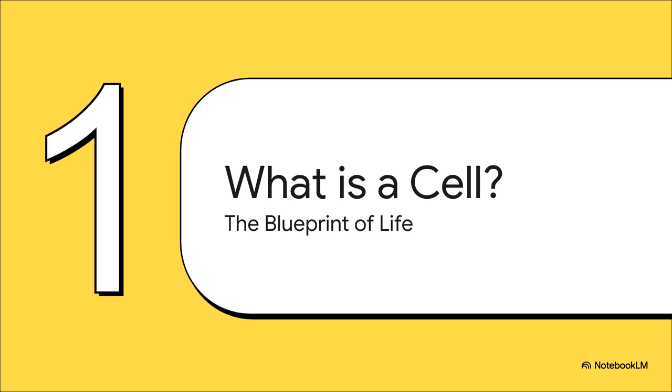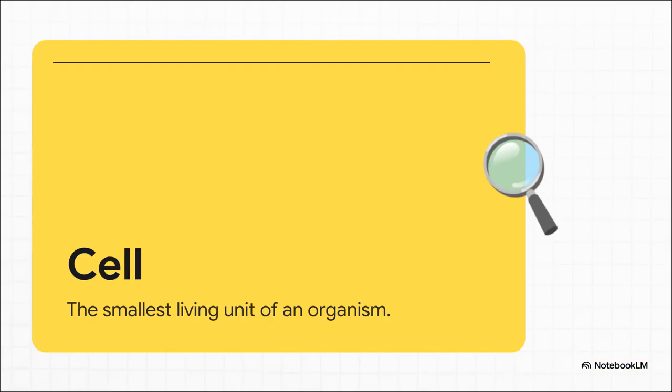You can think of it as the most fundamental blueprint for life itself. The official definition is that a cell is the smallest, most basic unit of an organism that can be considered alive. Nothing smaller than a cell is actually living. Every single living thing, from the tiniest little bacterium to the biggest blue whale, is made up of cells.